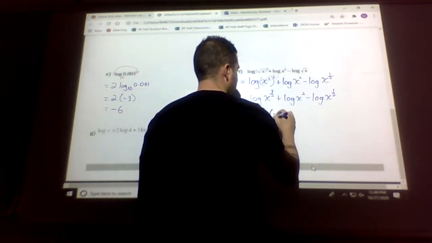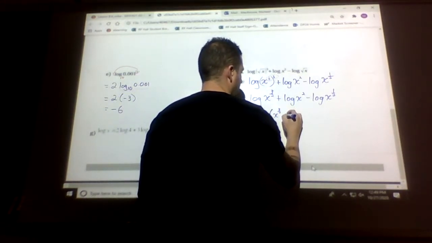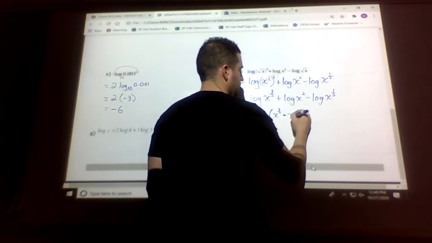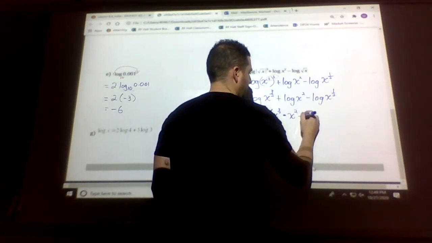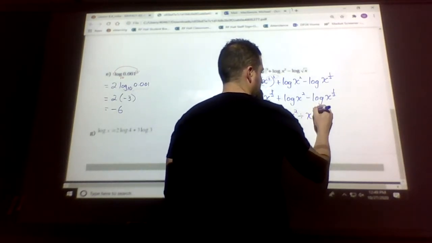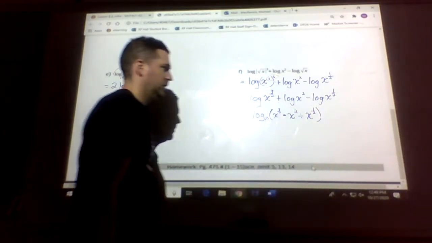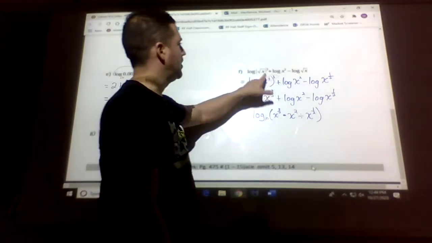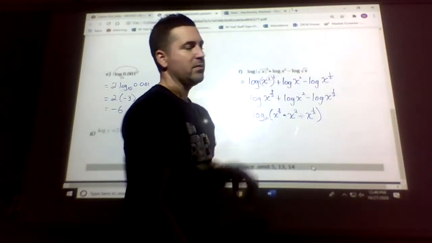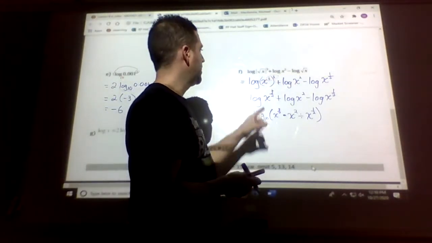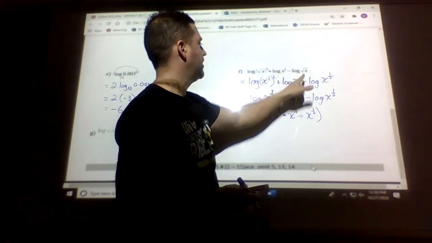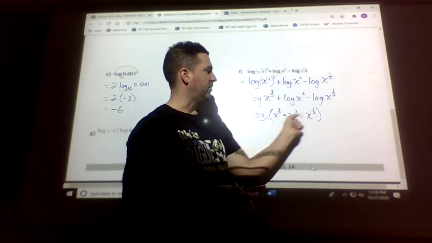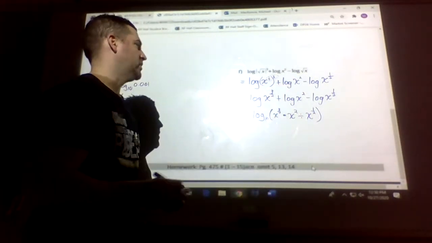So we're going to have x^(3/2) times x squared divided by x^(1/2). Okay, this one was a little bit different than the previous ones because the previous ones had numbers, so we needed to multiply or divide those numbers. But now we have an x and an exponent, so we have to multiply and divide the x's and the exponents.